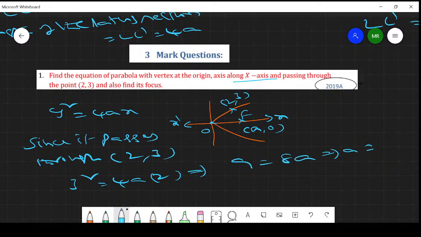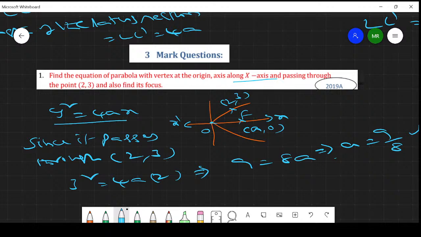Then a is equal to 8 by 9? Sorry, not 8 by 9. Be careful, I made a mistake, and people may make mistakes like this. 9 is equal to 8a implies a is equal to 9 by 8. Be careful, 9 by 8. Correct? This implies I got the value of a.